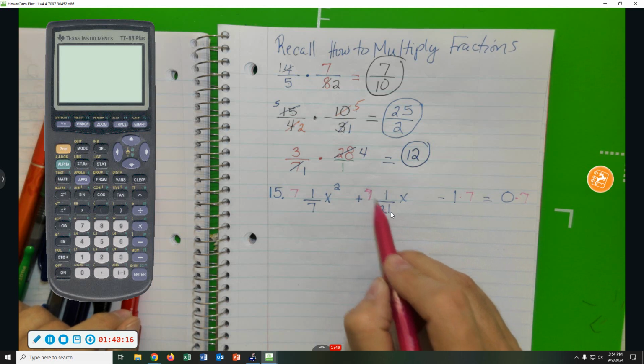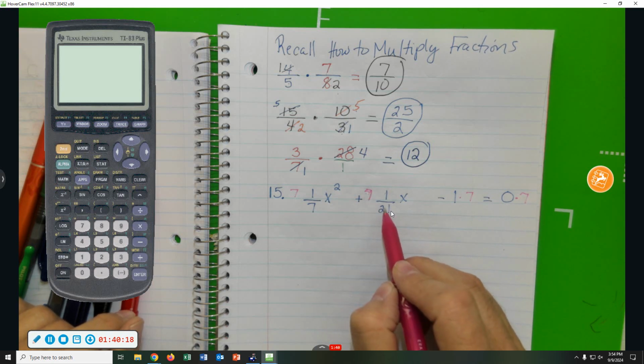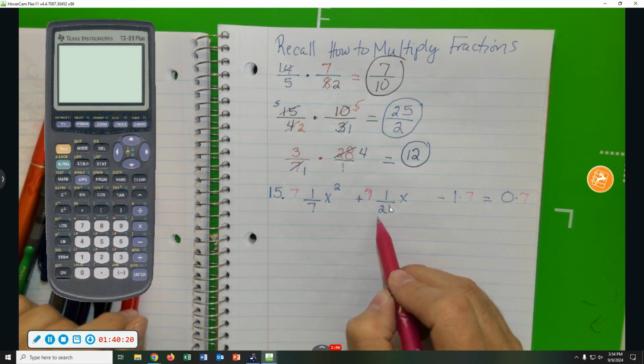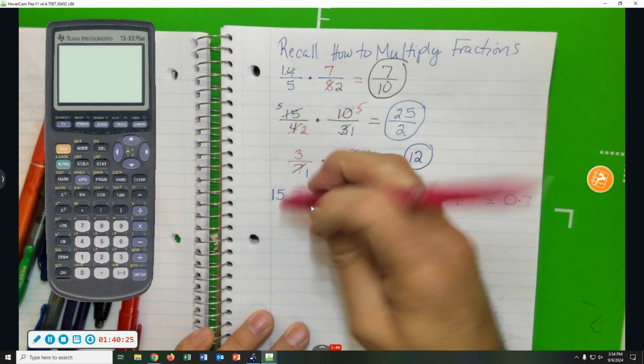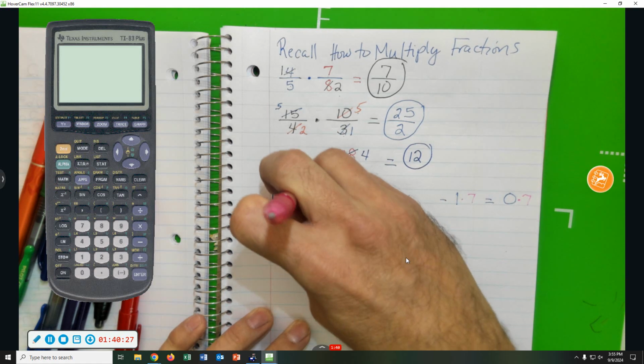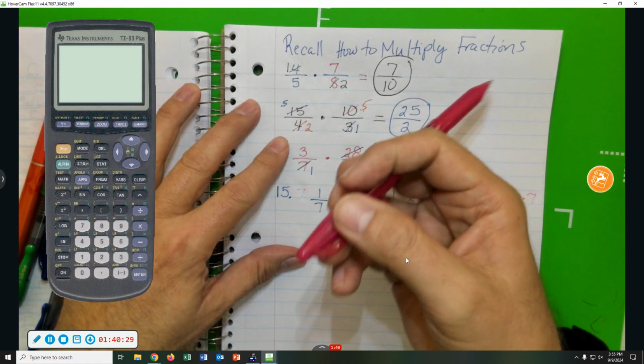7 goes into 21. What have we got down there? A 3. So 7 is not the number we want. We want the number that 7 and 21 would both divide evenly into.